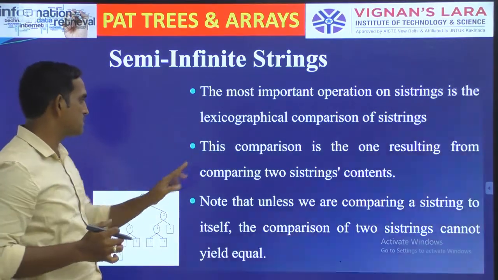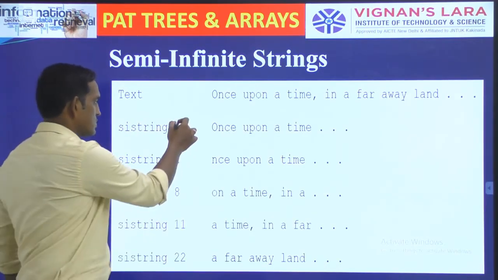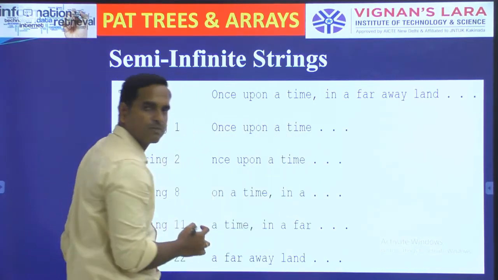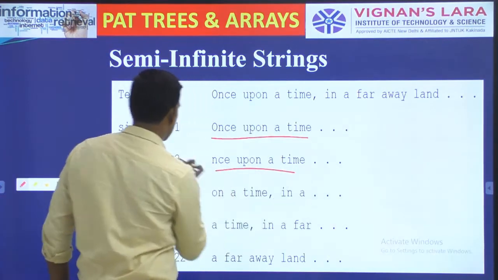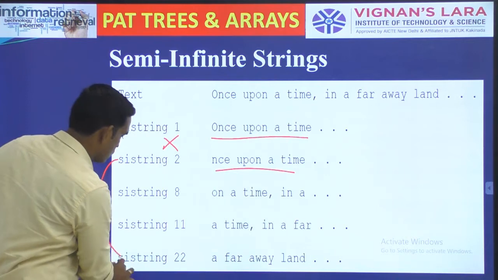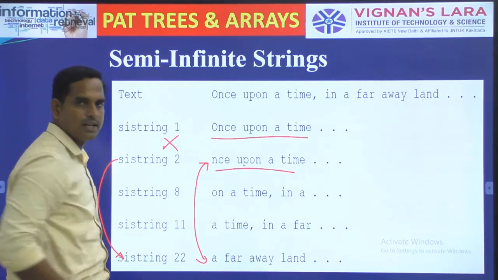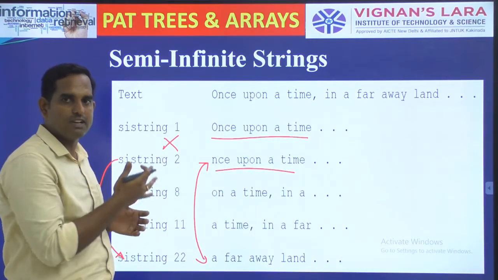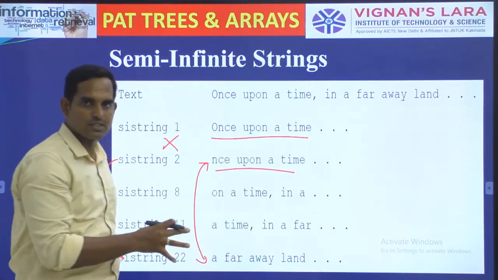What does this mean? If you compare sistring 1 and sistring 2, you are not comparing the values here. You have to compare the contents of the string. So the comparison of sistrings is done on the contents of the text, not the values where you start. You can compare sistring 2 and sistring 22 based upon the contents in the string. The comparison is not done on the position; it is done on the contents of the strings.